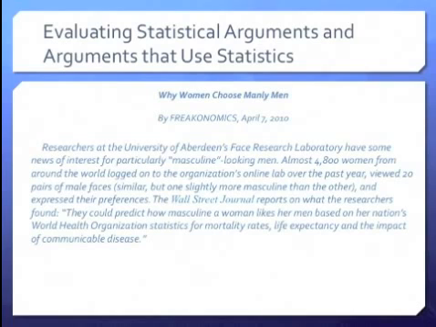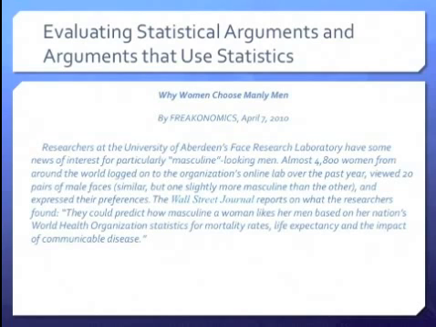Now, this is an argument that uses statistics, but it is not a statistical argument since it does not have the form of a statistical argument. This is actually in the form of a causal argument since it observes various correlations in the premises, that they could predict how masculine a woman likes her men based on her nation's World Health Organization statistics for mortality rates, life expectancy, and the impact of communicable disease, and then draws a conclusion that is making a causal claim that women in less healthy countries preferred more masculine men.